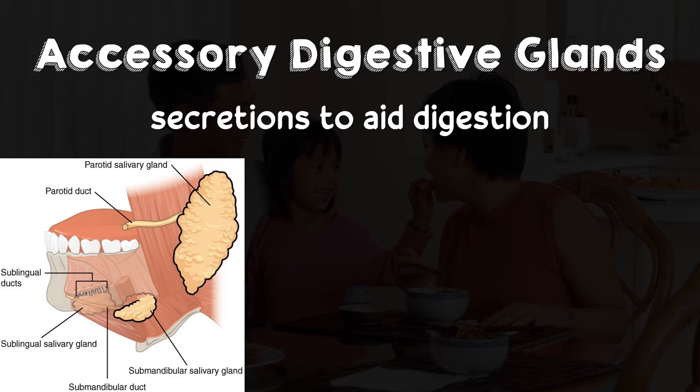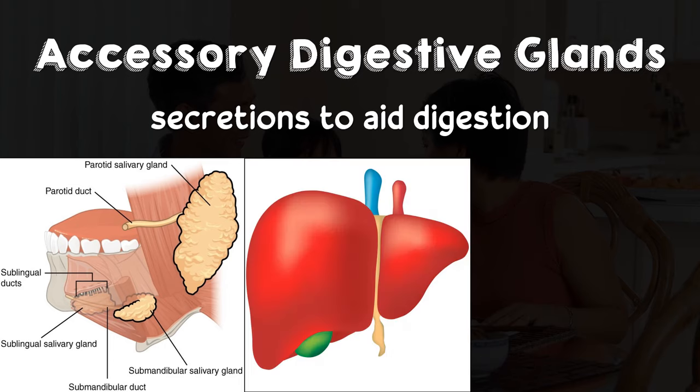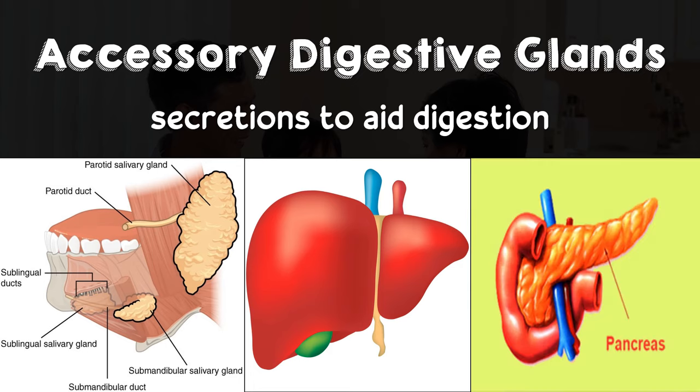Aside from the salivary glands, we also have the liver as part of the accessory digestive glands. The liver is the largest accessory digestive gland in the body. It produces a yellow-green colored liquid called bile, which is stored in the gallbladder. Bile aids in the digestion of fats. And the third accessory gland is the pancreas. The pancreas secretes pancreatic juice that contains enzymes, which also aid in the digestion, especially those which occur in the small intestines.